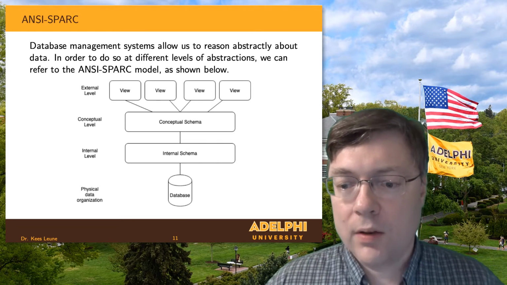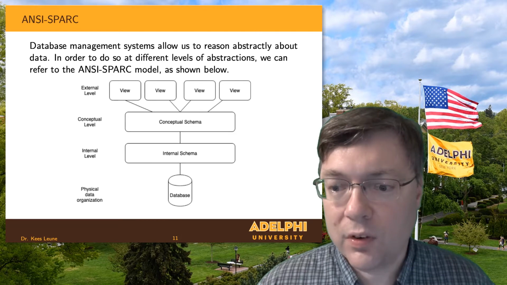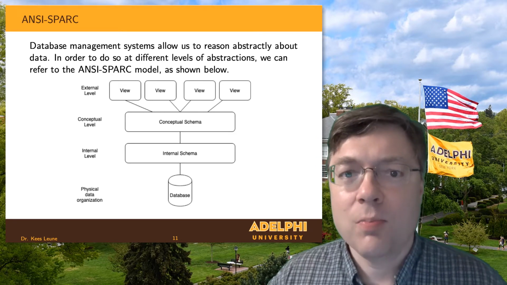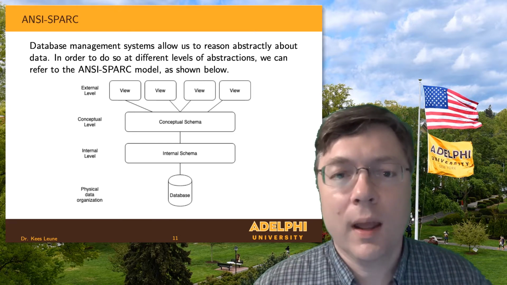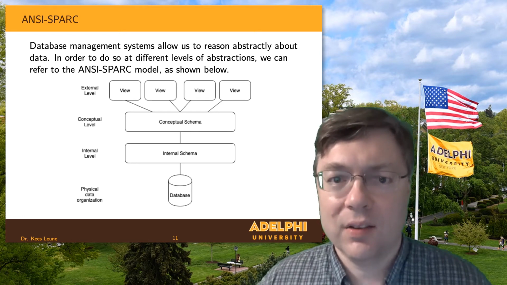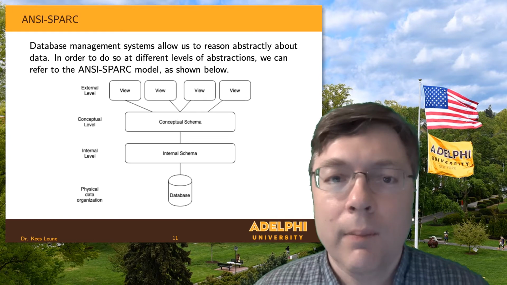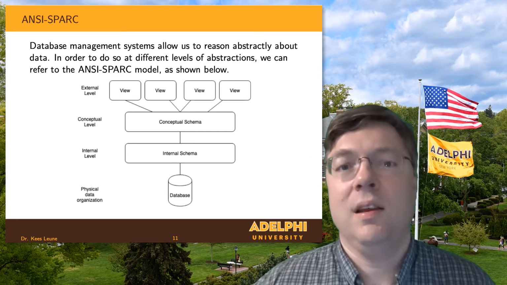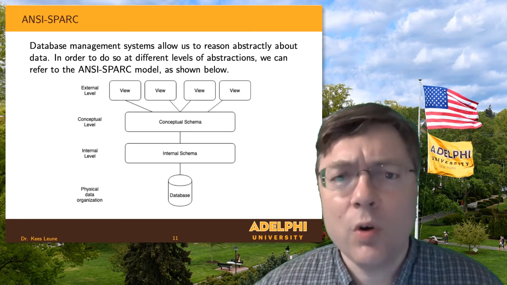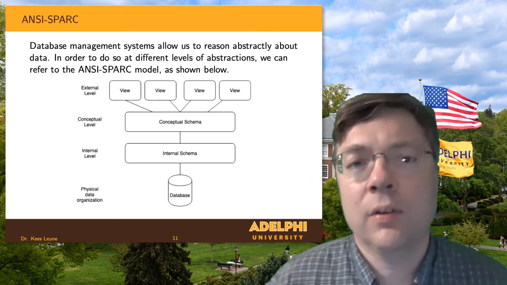On the bottom, the ANSI-SPARC model talks about the physical layer, the physical data organization. That talks about where my data is located. Is it located on a disk? What kind of disk is it? Is it a solid state disk or a physical disk? What kind of file system is created on that disk? Is it NTFS? Is it ext2? Whatever it may be, those are things that we don't want to have to worry about when we're developing database applications, and this model lets us do that.